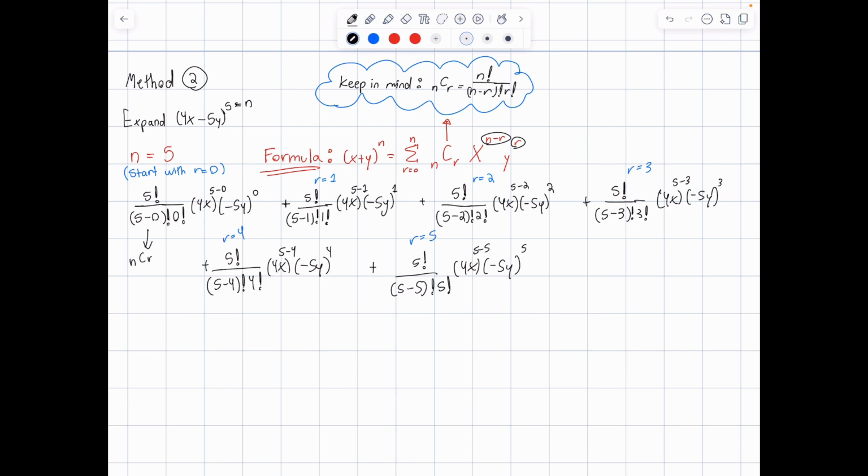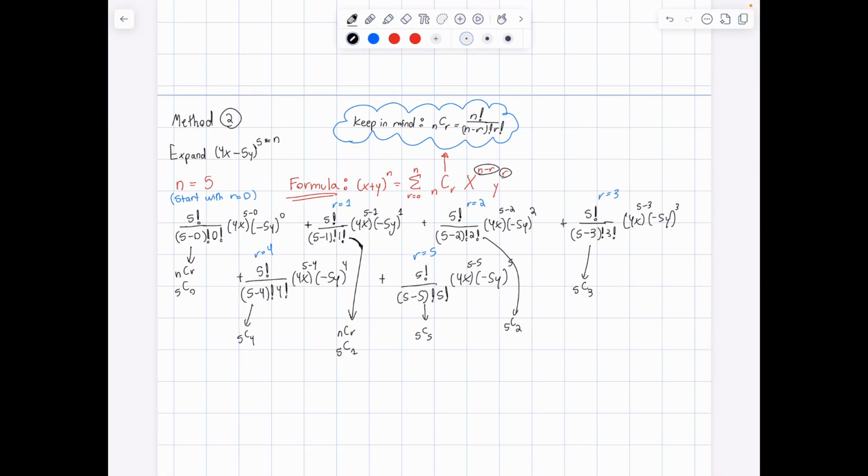So if you don't want to write all this out, you can just write nCr, which in this case is 5C0. Then 5C1, this would become 5C2, this would become 5C3. So in our next step, this would become 5C4, this would become 5C5. And in our next step, when we simplify, it might be easier to type in 5C0, 5C4, 5C1 into your calculator versus all of this. It might just be easier.